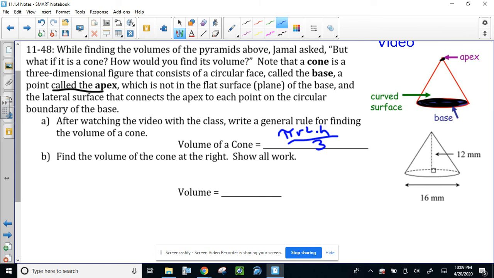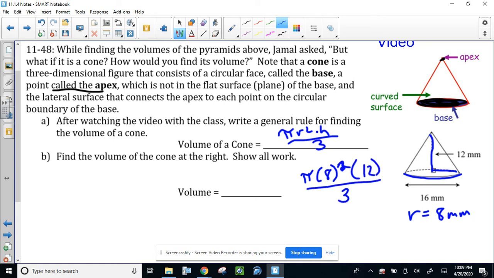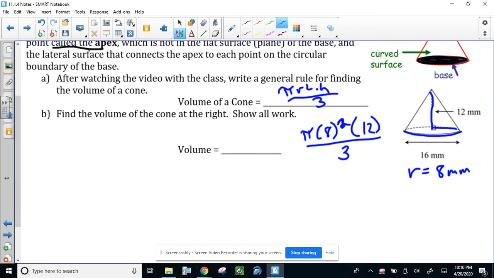And so then here's what we'll do. Here we have in our picture a cone. The entire width of the base is 16 millimeters wide, which means that the radius of the base would have to be half of that. So our radius would be 8 millimeters. And the height of this cone we can see very clearly is 12, so we would multiply and divide. We can plug our values in. 8 squared would be 64 times 12. We've got our pi out front there, divided by 3.